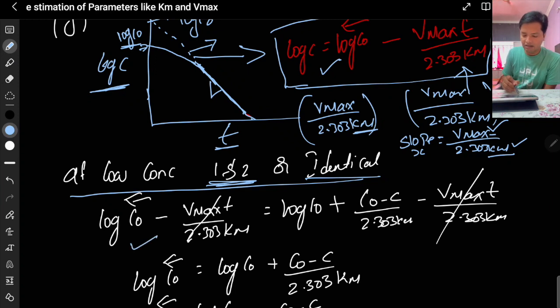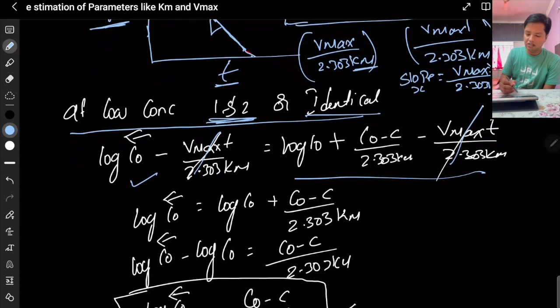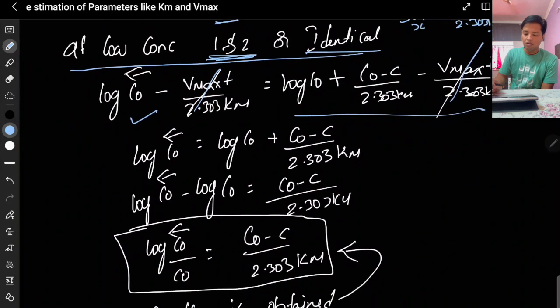I will write the equations here. The second equation is written here, the first equation here. Whatever the common things are, we cancel them. Then we are left with log C naught back extrapolated equals C naught plus C naught by C naught minus C by 2.303 Km. If you rearrange this equation, sending C naught to this side, you get log C naught back extrapolated minus log C naught, and the rest of the equation. Since log A minus log B is log A by B, we get log A by B equal to the rest of the equation.